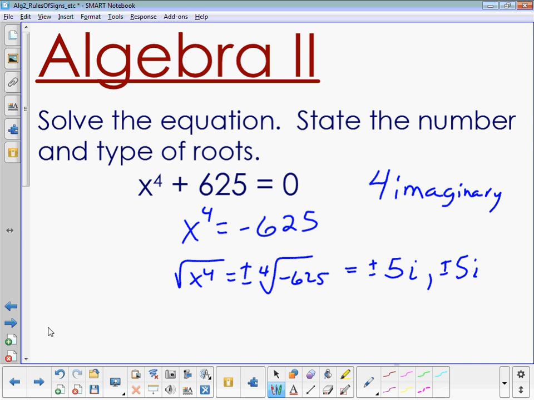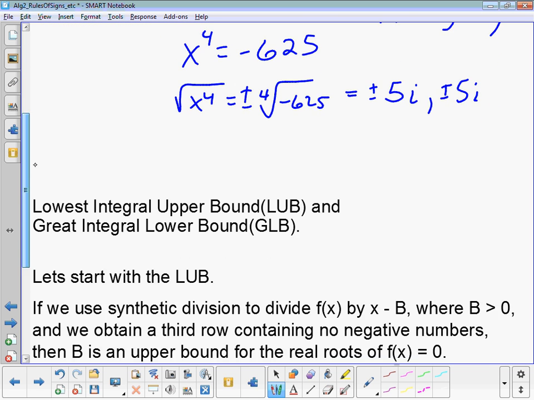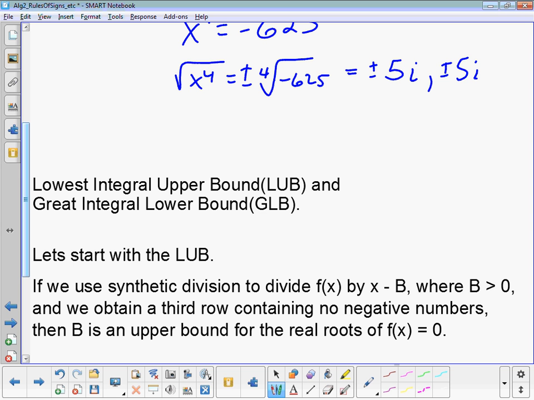Go through that. Then the next thing we get to is this little thing called the lowest integral upper bound and the greatest integral lower bound. So let's start with the LUB, or the lowest integer upper bound. According to the way we do this, if we use synthetic division to divide f of x by the quantity x minus b, where b is greater than 0, and we obtain a third row containing no negative numbers, then that b is the upper bound for the real roots of f of x. Now, I could put in a really high number and get that to work, but I'm trying to find the lowest b value that's going to work and make sure that all of those values have no negative numbers.